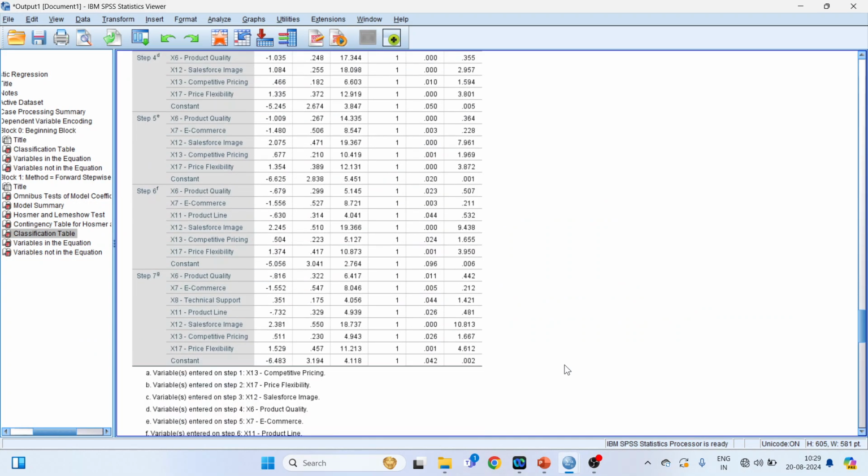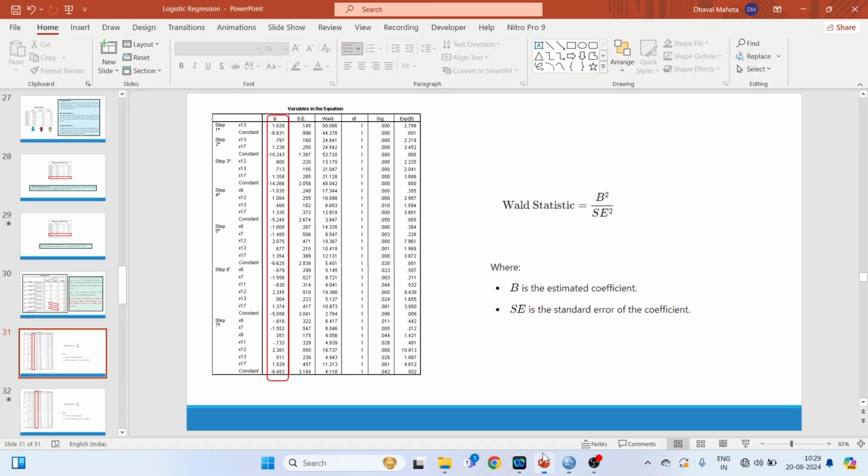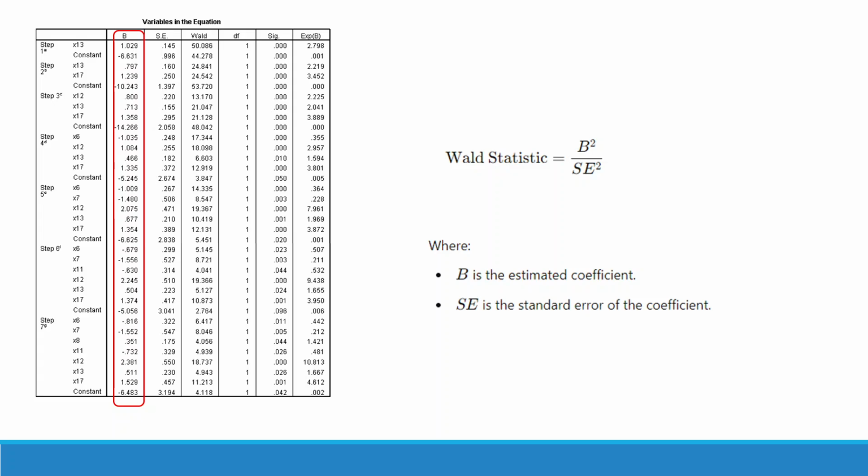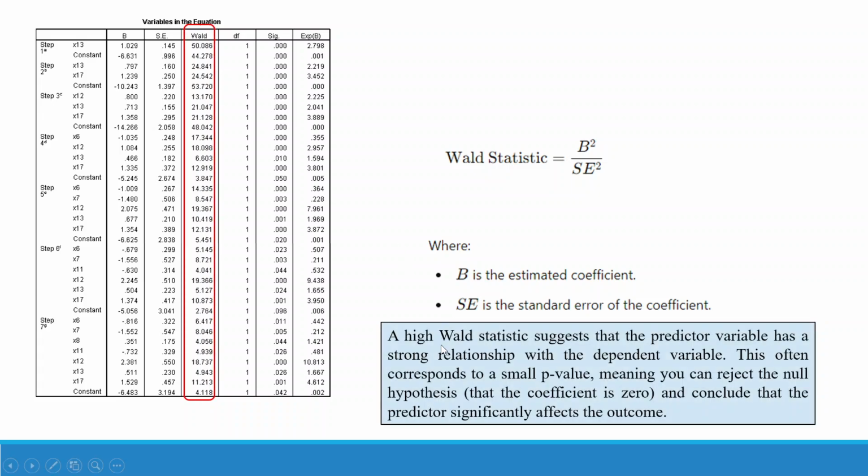The next is variables in the equation. So it's here. So first we will interpret the Wald statistic. Wald statistic is equal to beta square divided by standard error square. So we will get these values. A high Wald statistic suggests that the predictor variable has a strong relationship with the dependent variable. This often corresponds to a small p-value, meaning you can reject the null hypothesis that the coefficient is 0 and conclude that the predictor significantly affects the outcome.